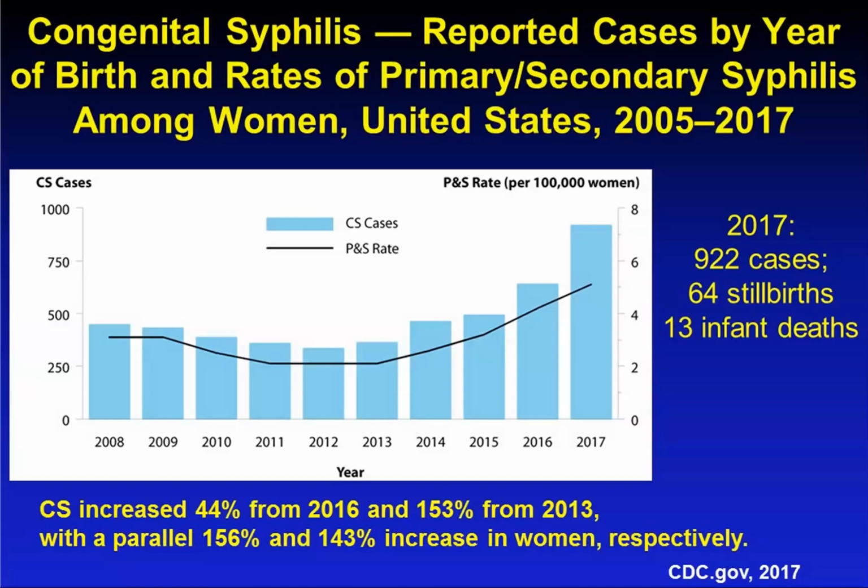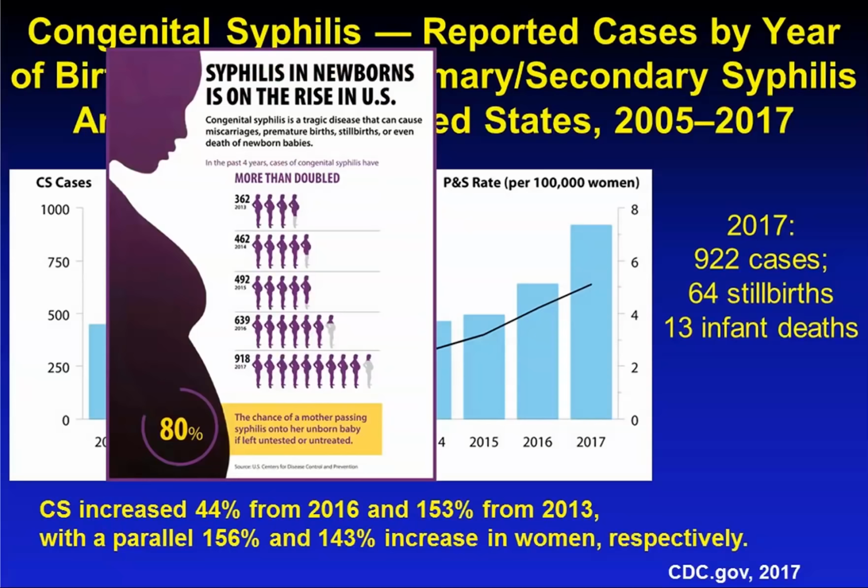Congenital syphilis increased 44% from 2016 and 153% from 2013, with a parallel increase in women, respectively. In 2017, 922 cases were reported to the Centers for Disease Control in the United States, and there were 64 stillbirths and 13 infant deaths. It is a major cause of neonatal mortality worldwide. So it's on the rise, and we need to test these mothers because it is a preventable infection of the fetus. We can identify these women, and we can treat infected women with benzathine penicillin, thereby preventing vertical transmission.